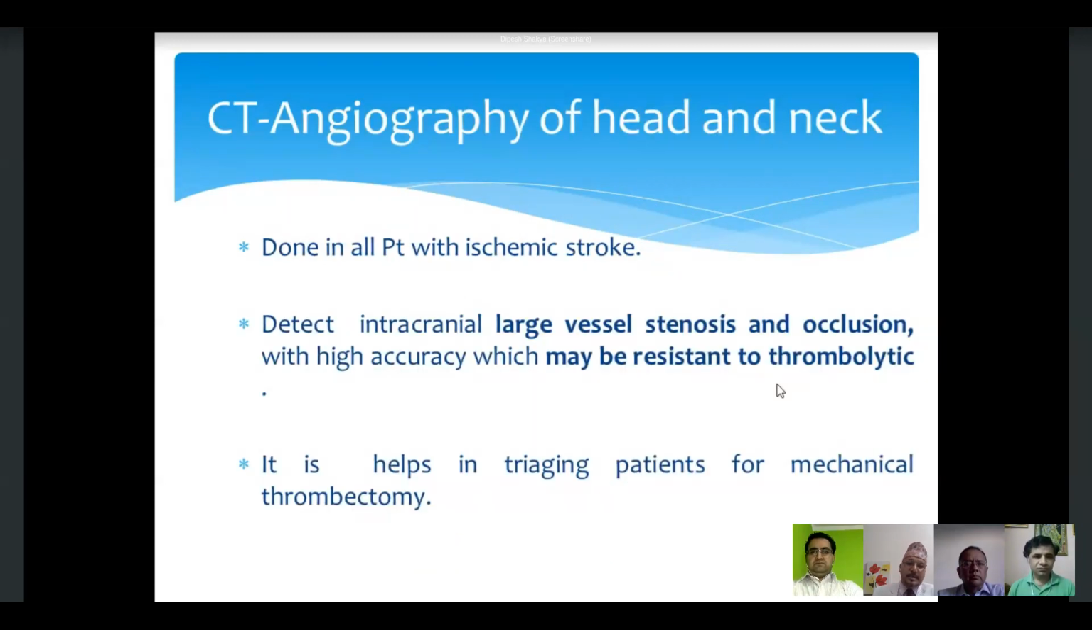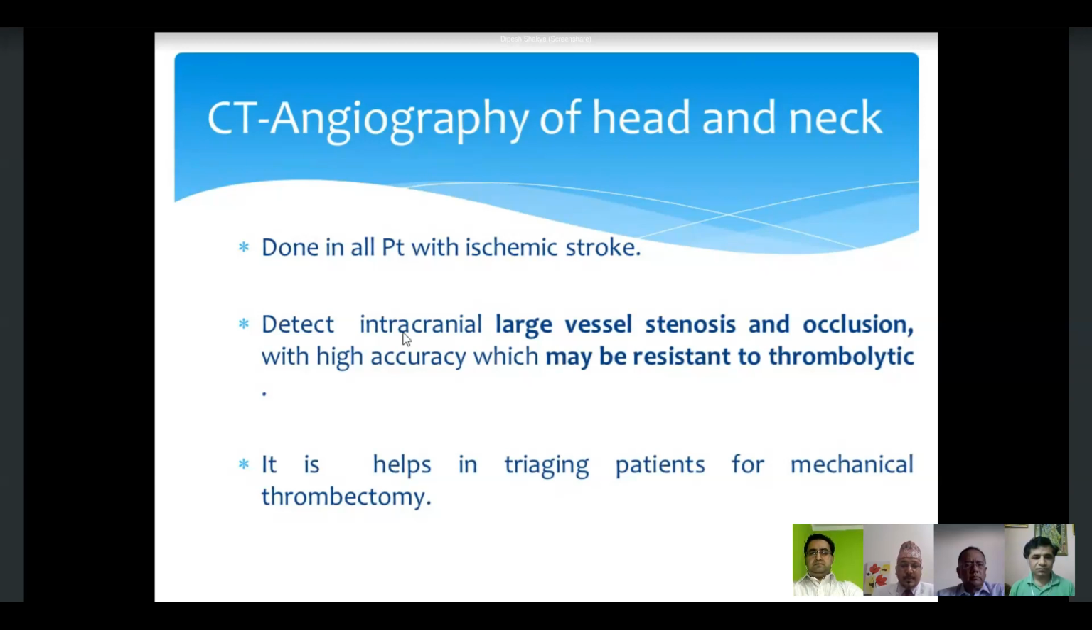The other is CT angiography of head and neck. It should be done in all patients with ischemic stroke, but we should not waste our time doing CT angio along with CT plain. First, do the CT plain, see the lesion. If the patient is eligible for thrombolytic, do thrombolytic, then go for CT angio.